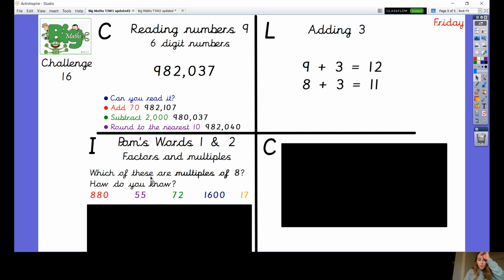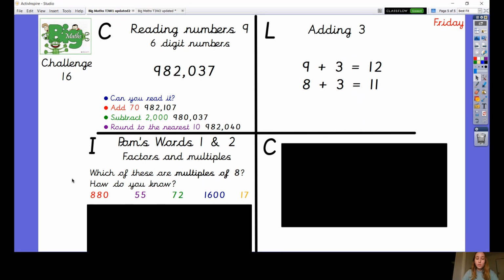So the first question says, which of these are multiples of 8? How do you know? So think about what that word multiple means. We're thinking about numbers in the 8 times table, numbers that have, well, 8 has been multiplied a certain number of times, numbers that are divisible by 8 with no remainders. So have a look at those numbers and think, do any of those stand out to you as definitely being multiples of 8 or definitely not being multiples of 8?